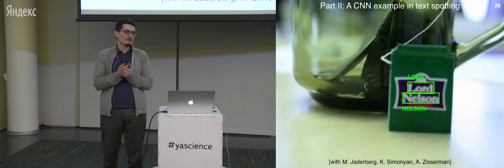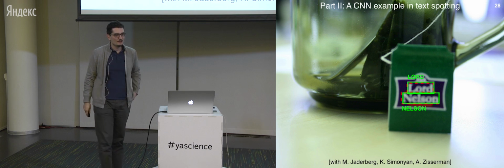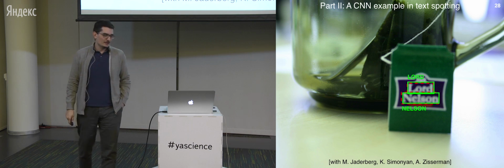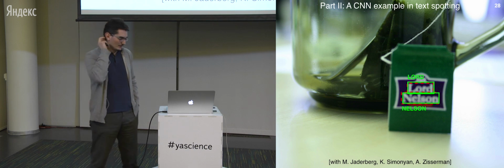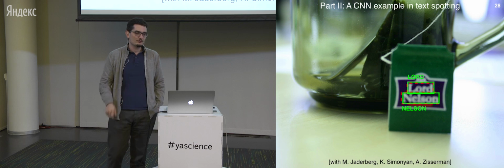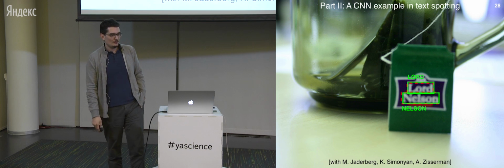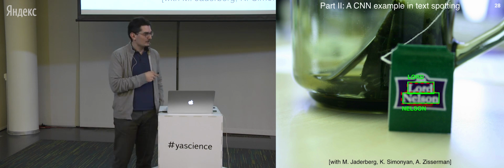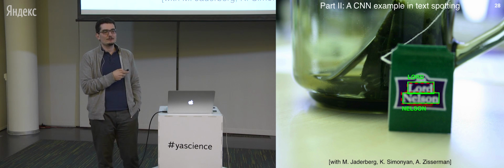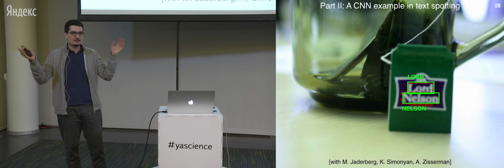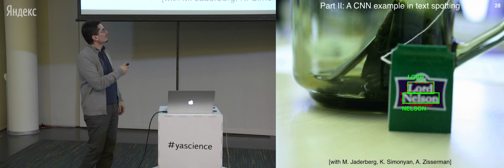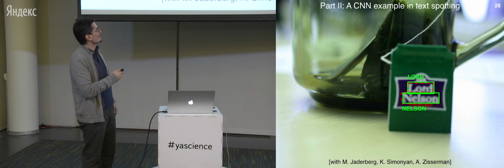OK, so second part, another application, actually. So this is about text spotting. And the reason why I like it is because it really shows how amazing sometimes these networks are when you don't really want to think too much about what you're doing. So here's the problem: we are given a natural image. So a natural image is defined as something that you would take with your camera in any sort of common situation. For example, why not taking a snap of this tea bag?